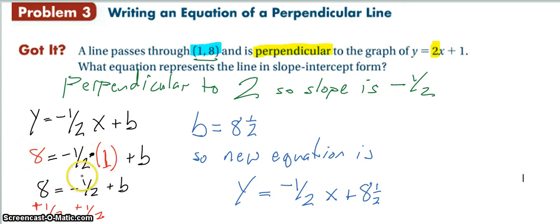So then 8 is equal to -1/2 plus b. To get rid of the -1/2, we add 1/2. So then we get b is equal to 8.5. So the new equation becomes y is equal to -1/2 x plus 8.5.